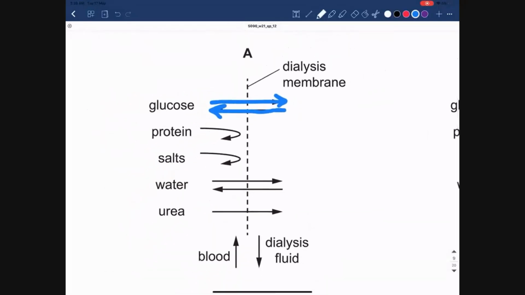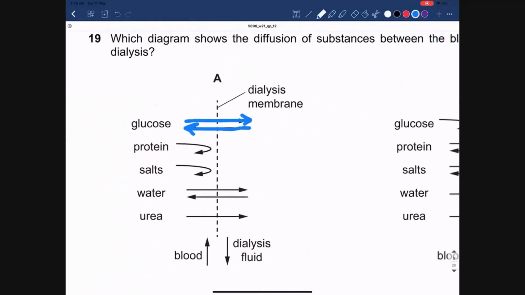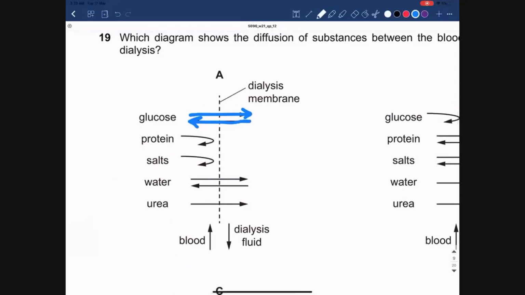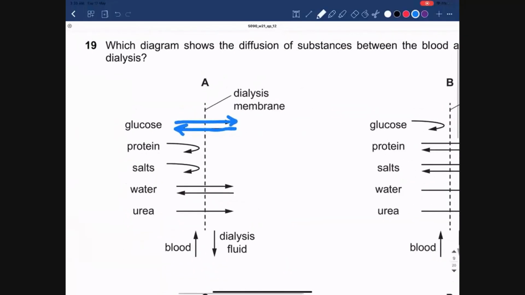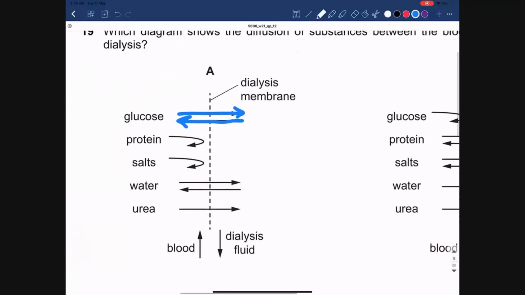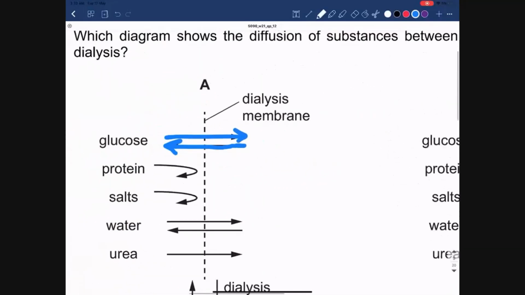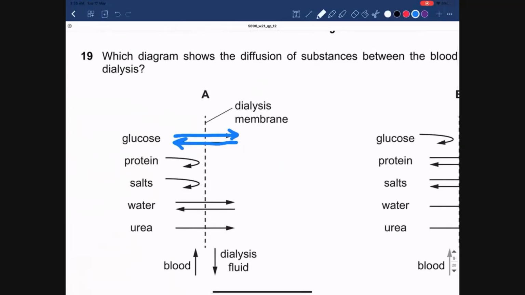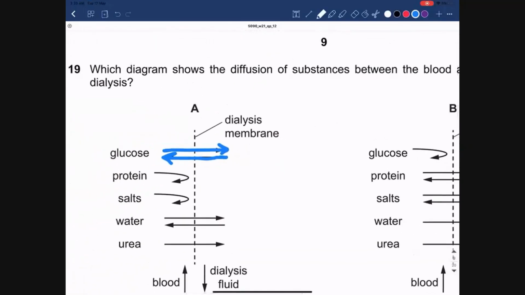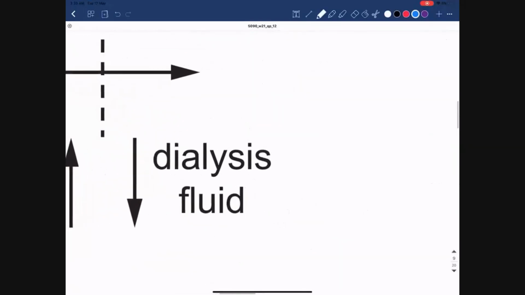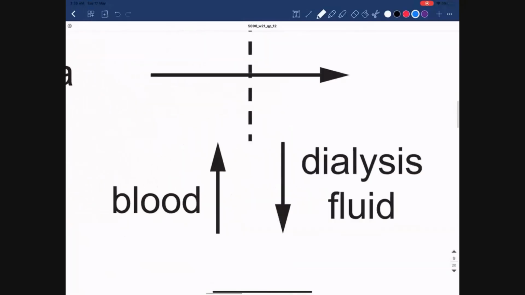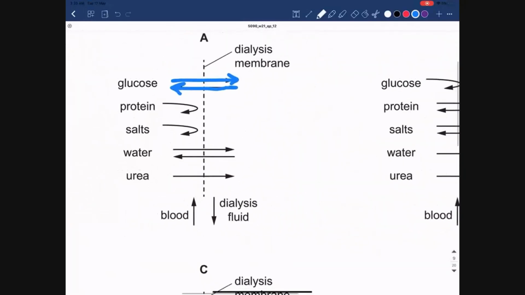So glucose passes through the dialysis membrane, but it does not diffuse. Okay, let me correct myself, there is no diffusion. Diffusion is the net movement of glucose, right? If I'm saying that glucose is diffusing, that means there is net movement. But actually, there is no net movement. Glucose is not diffusing. Glucose is just crossing the dialysis membrane, and the amount of glucose that goes from the blood to the dialysis fluid is equal to the amount of glucose that comes from the dialysis fluid to the blood. So there is no change in glucose in the blood, and glucose does not diffuse.